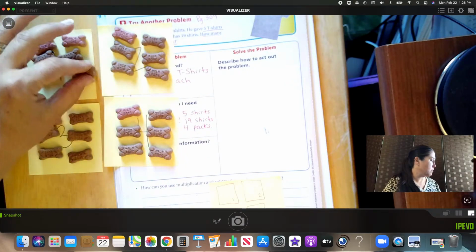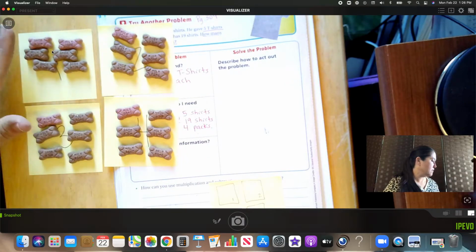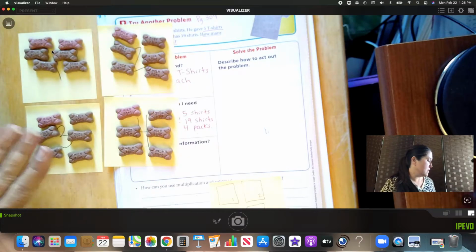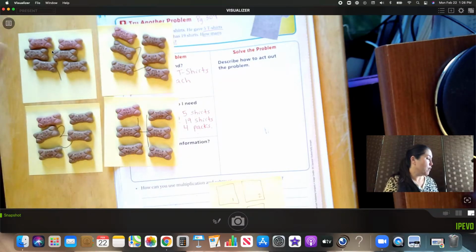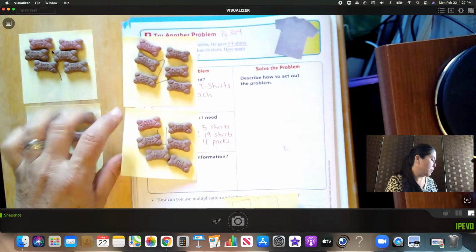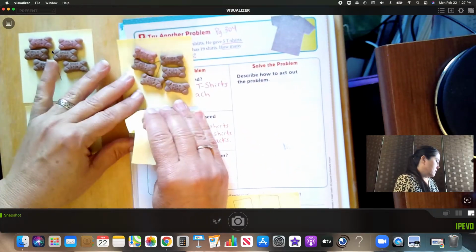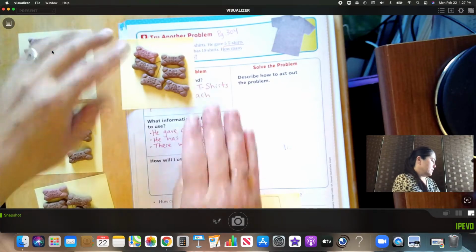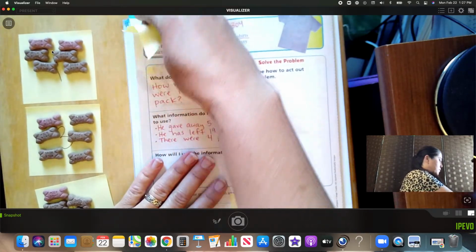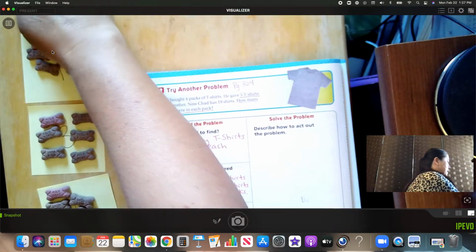And do I have the same number in each pack? I have 6 here, I have 6 here, 6 here, and 6 here. So I have 4 groups of 6, 4 packs of 6. So let me move those off to the side.